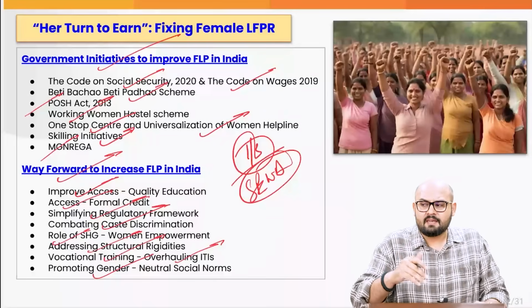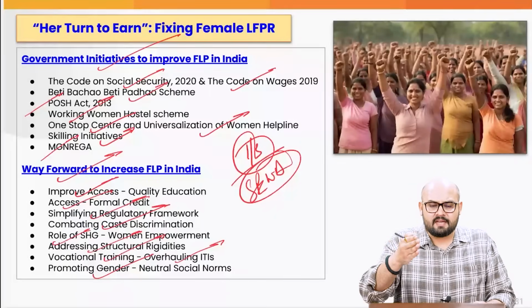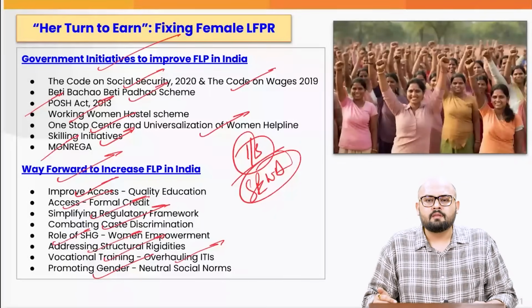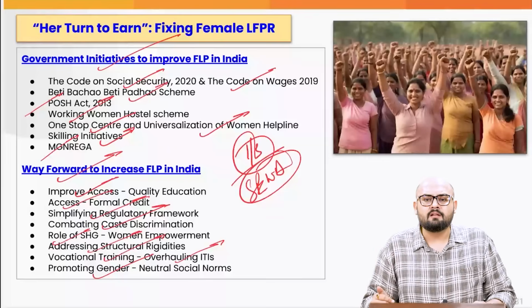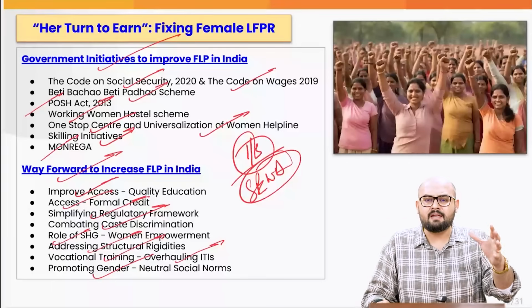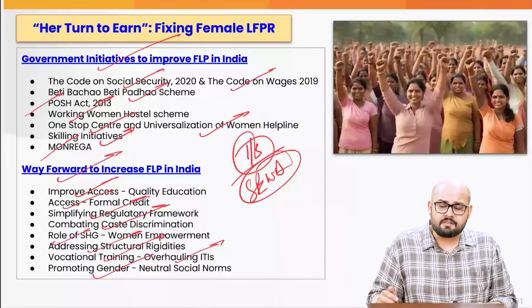Promoting gender-neutral social norms. And this must begin at the very family itself, where we treat both the male child and the female child in an equal manner. And this should also be done at the school level, so that the children develop the understanding that there's no difference in the capabilities and capacities of men or women, right? So these are the things which you must understand.